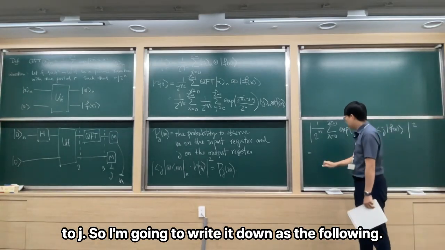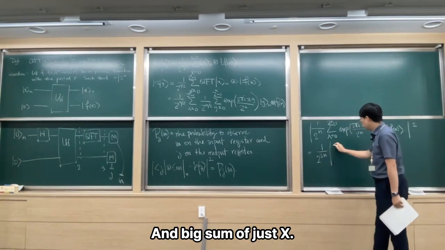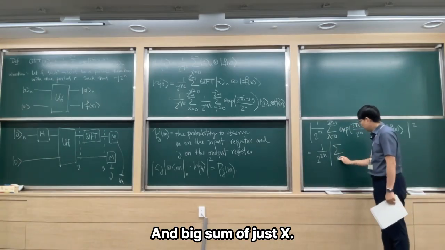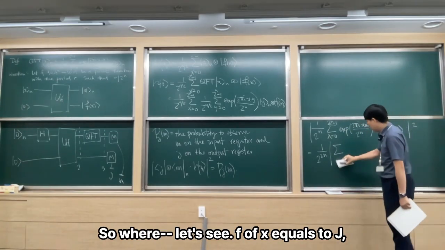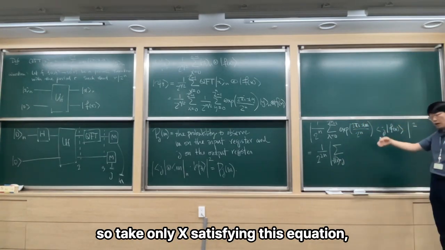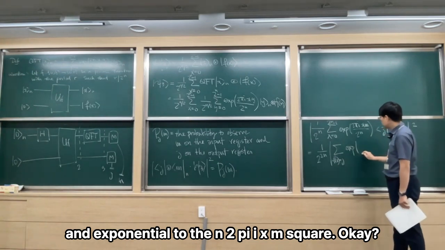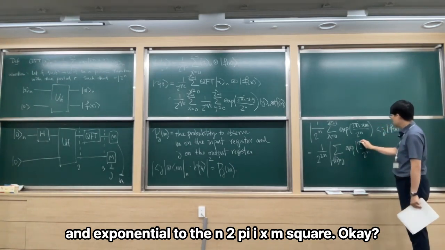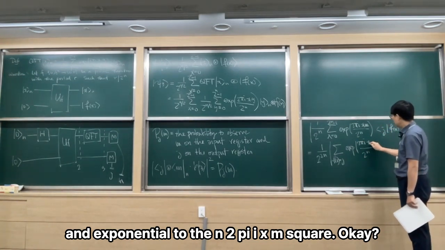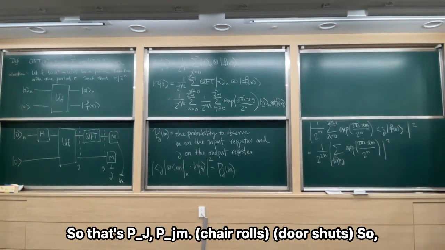So I'm going to write it down as the following. So it's 1 over 2 to the n here, and a big sum over just x, where f of x equals j. So take only x satisfying this equation, and exponential 2 pi i x m over 2 to the n, squared. Okay, so that's the probability of j and m.